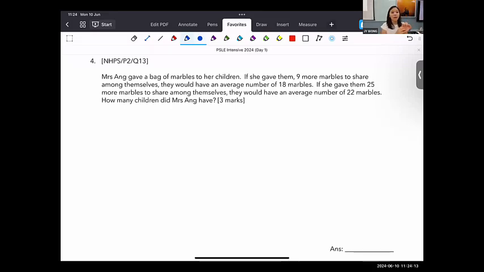Mrs. Ang gave a bag of marbles to her children. Scenario 1: if she gave them 9 more marbles to share among themselves, they would have an average of 18 marbles. Second scenario: am I right to tell you that there are 2 scenarios? Okay. Then you will see that if she gave them 25 more marbles to share, they would have an average of 22.